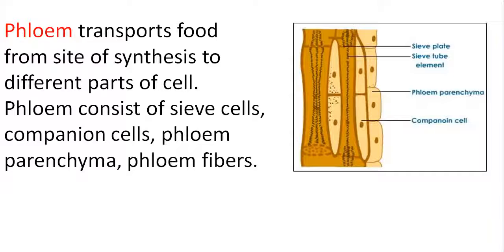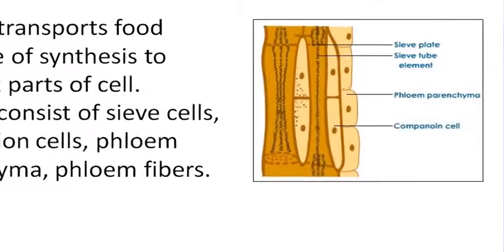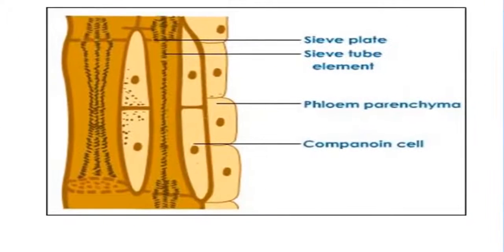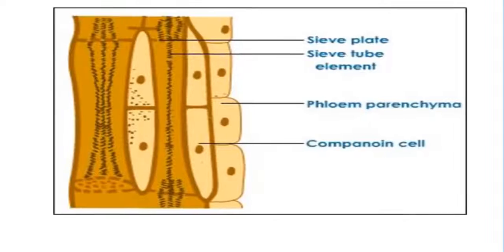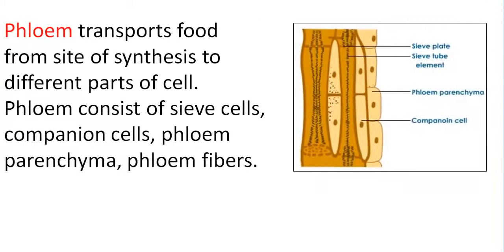Now phloem tissue transports food from the site of photosynthesis to different parts of the plant. It is also composed of four types of cells. Sieve cells, which are elongated and have a thin cell wall. These cells are responsible for transportation of food and nutrients. Then companion cells have cytoplasm, nucleus and other cell organelles. They perform the tasks which are required for sieve cells for living. Then phloem parenchyma. It stores food. And lastly, phloem fibers have a thick cell wall and provide mechanical support to the plant body.